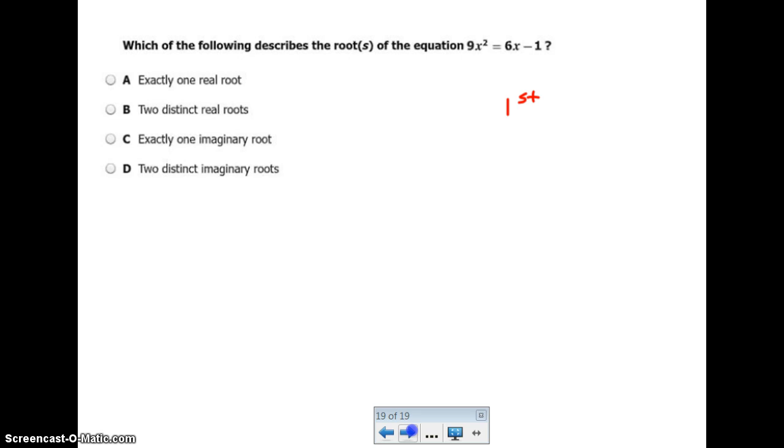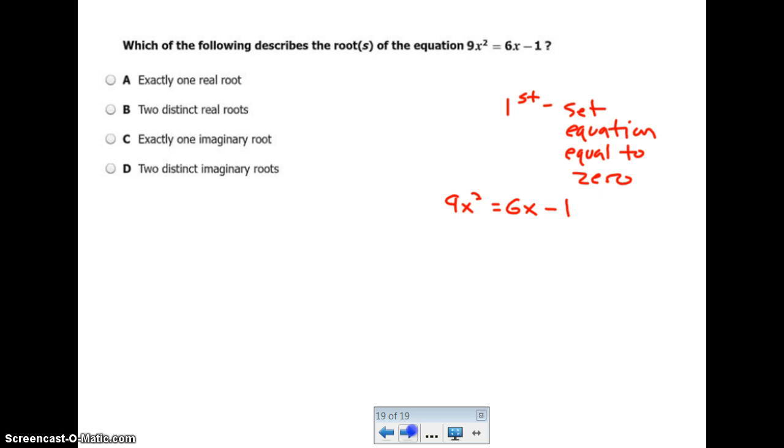So first, we're going to set the problem equal to 0. We're going to want to look at the graph of this one in order to select our answer. And remember, in order to use y equals, you have to set the equation equal to 0. That's done pretty easily. You have 9x squared equals 6x minus 1.